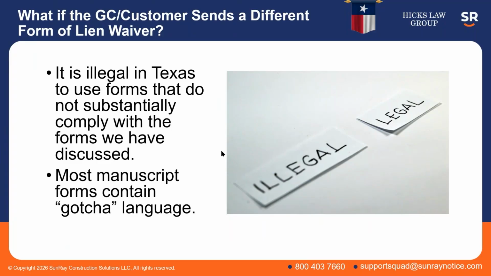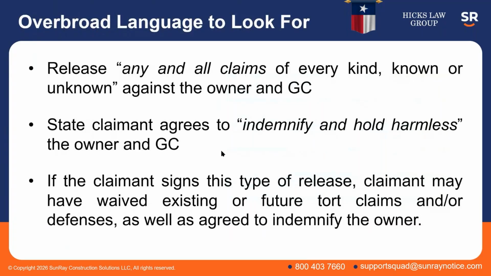So let's talk about some of the gotcha language in these manuscript forms. If you've got a GC or an owner that's dead set on using their form, and it's not a private job in Texas, so let's say it's a state or local government job, an ISD job, a school job, and they want to use some crazy form, let's talk about the big gotcha language you're going to be looking for in that kind of lien release. Overbroad language to look for: if the release is releasing any and all claims of every kind, known or unknown, or language similar to that. That is a broad form release.